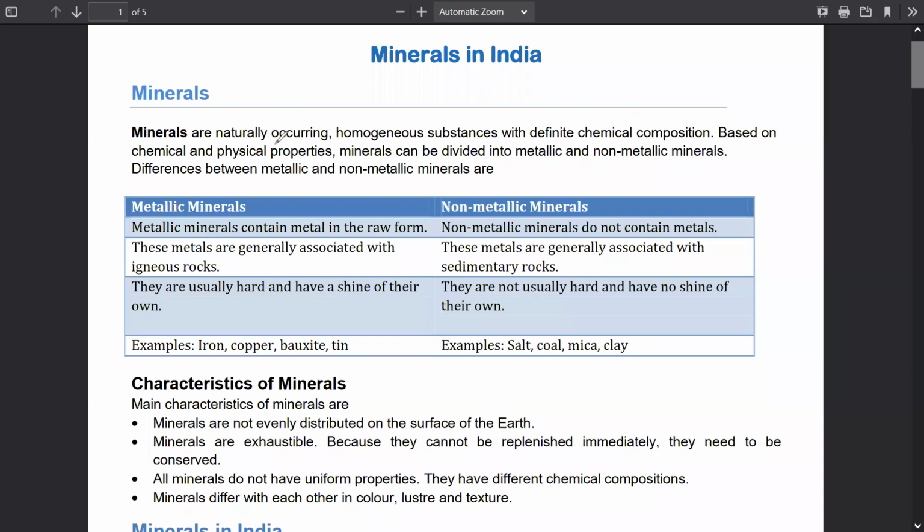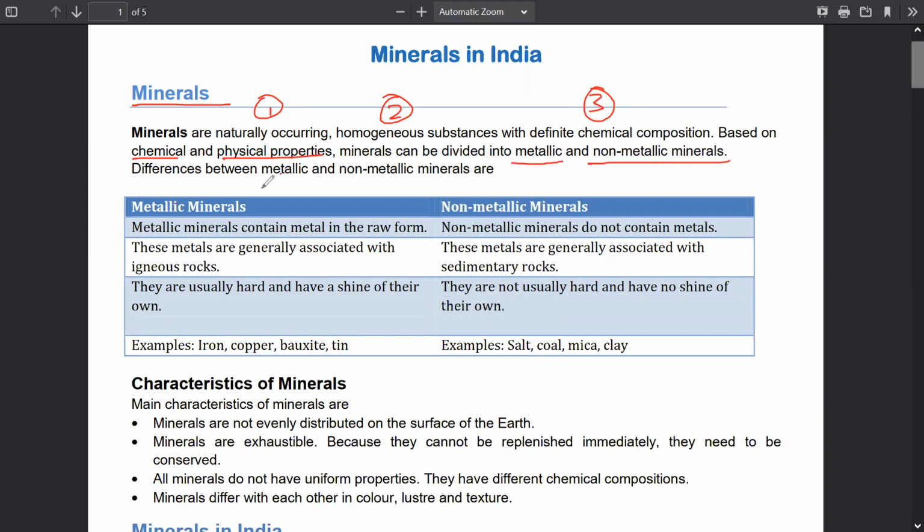In this video, we'll be studying minerals and the notes. Minerals are naturally occurring, note all these points, naturally occurring homogeneous substances with definite chemical composition. Based on chemical and physical properties, minerals can be divided into metallic and non-metallic minerals.